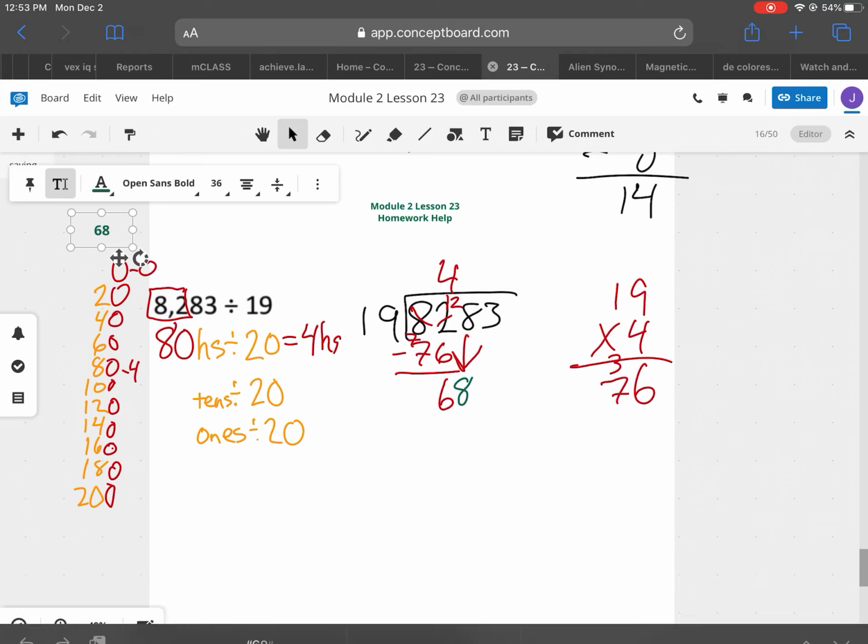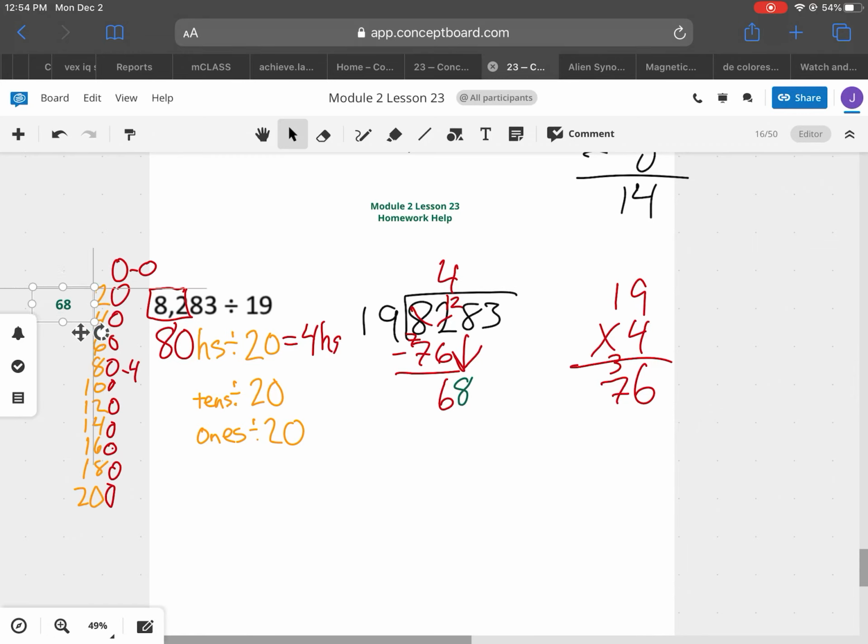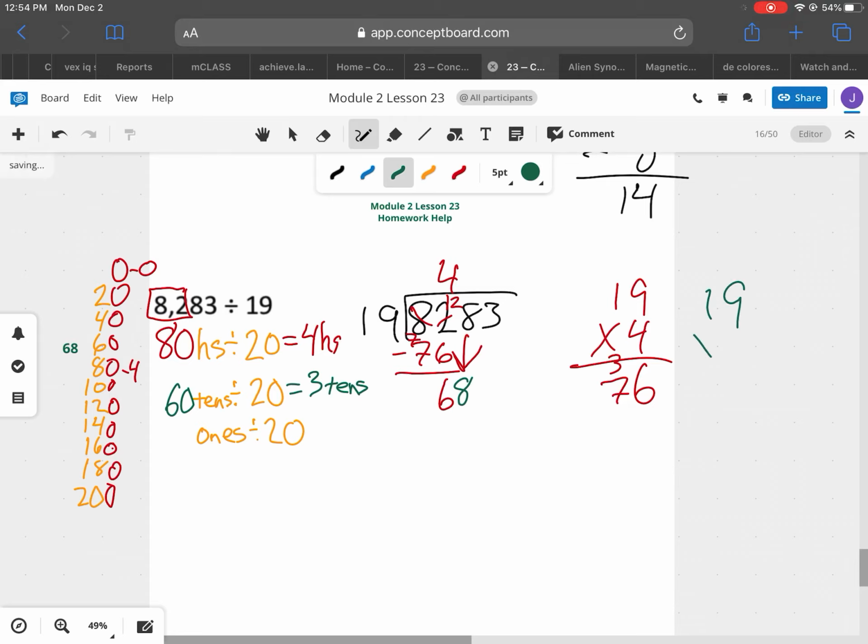So I'm comparing the 68 over here to my numbers here. I can't go to 80 because if I go to 80, it would be too much. So 60 is the closest one. So I am going to use the 60 tens to get my estimation, and that gives me 3 tens. So I'm going to use that 3 tens and do 19 times 3.